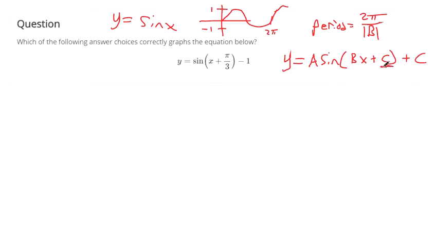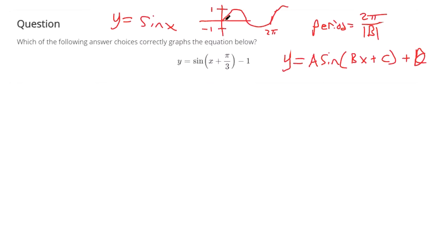C is a horizontal shift. So since we have plus pi over 3, we're going to shift ourselves actually pi over 3 units backwards. And I'll show you why in just a second. Oops, I got 2 letter C's. D is the vertical shift. That's going to shift us down 1 unit.